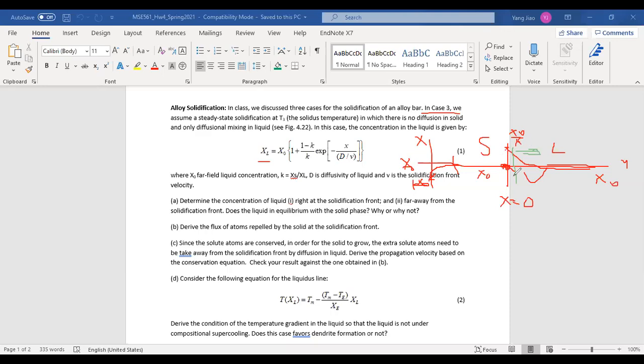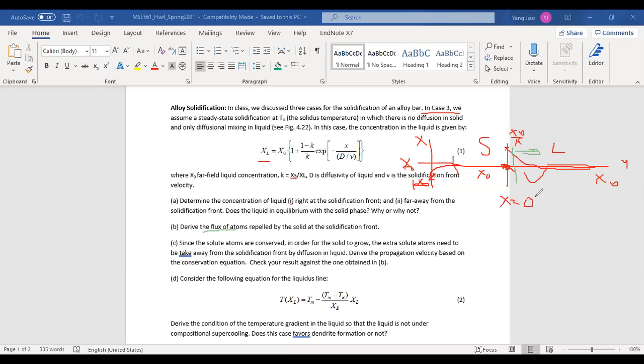Okay, so this means that the liquid region has a constant flux if you have steady state solidification, right? It comes from the atoms repelled by the solid. So that is the physical origin of the flux, where it comes from, right? But this is just the physical picture of what's going on here.